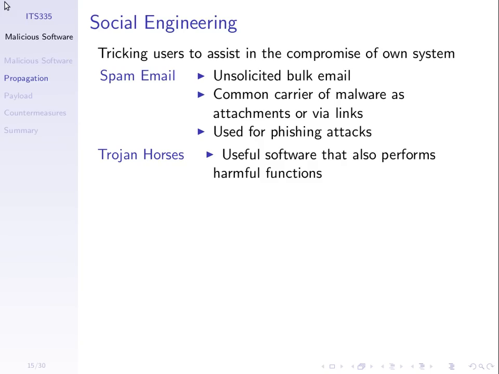Trojan horses are useful, normal software that also performs harmful functions. So there's some software that does something that you need it to do. It converts Word documents to PDF. You need to convert a Word to PDF, you download the software and convert it, but the software also contains some harmful functionality. In the background, it's also collecting information about your computer, about you, or doing something malicious. So that's an example of a Trojan horse. You're tricked into using that harmful software because you think it's useful software. In fact, it is useful software, but it's also harmful software.